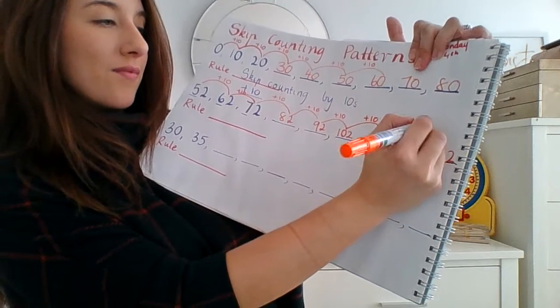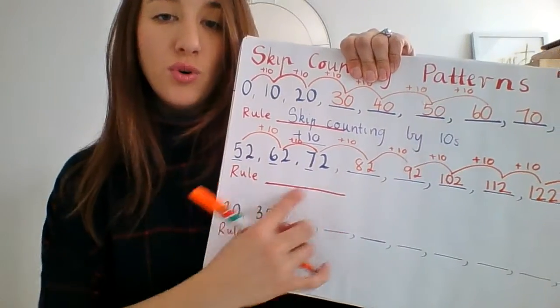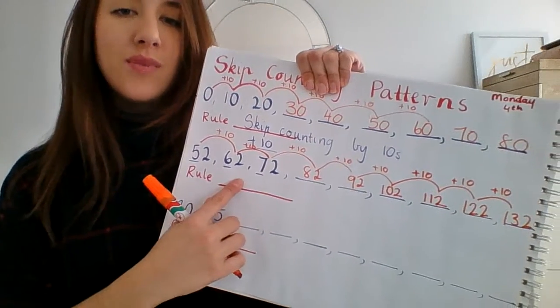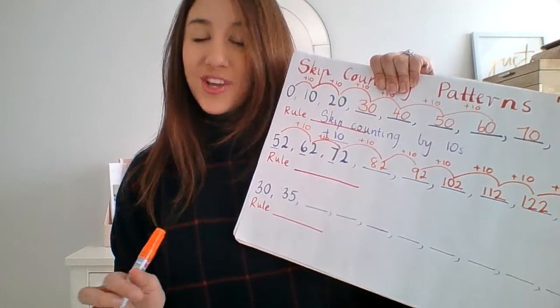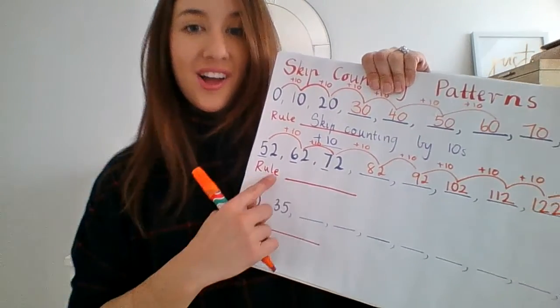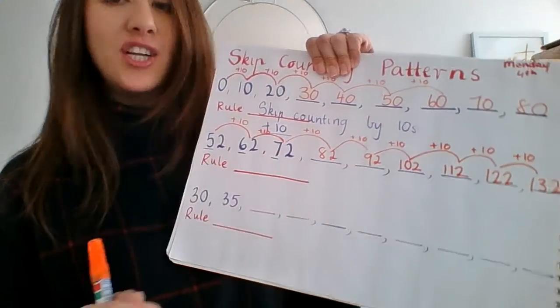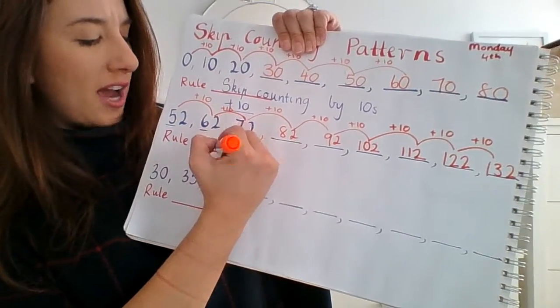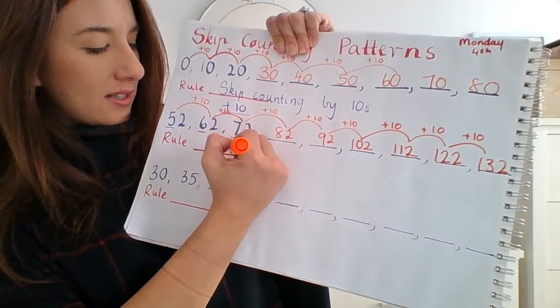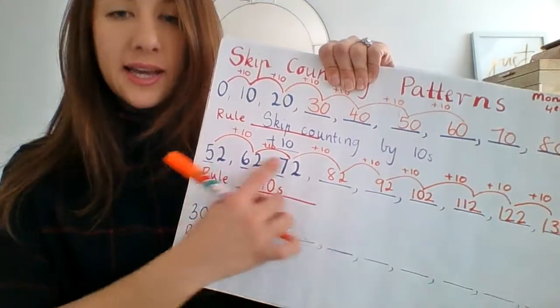Okay. So down here where it says rule, I need to write that rule. Okay. Now again, not the classroom rule, not the eyes watching, ears listening rule. I'm talking about the skip counting rule. We added 10 each time. Okay, so if you just want to write it the short way, that's okay. You can just write tens. So we know it's a skip counting pattern by tens.